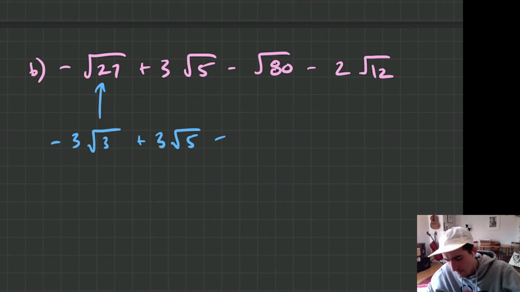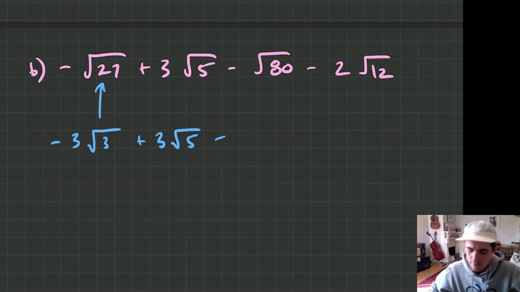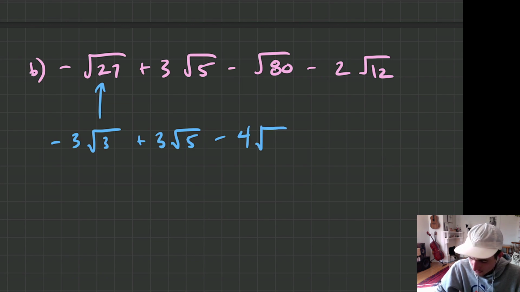Let's think about the big factors of 80 that I can take out. 4 definitely works, but I think we can go higher than that. Well, let's think about 16. Can we take a 16 out of 80? Yes, we can. 16 times 5 is equal to 80. So I'm going to take out a 16. The square root of 16 is 4. So I get 4 times, and what's left over is 5, because 16 times 5 is 80.